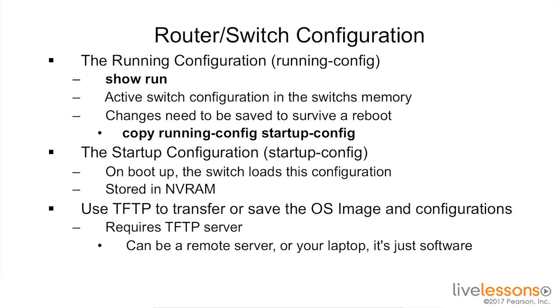So I might have a configuration on my laptop that I want to load on the switch. So I would do a copy from TFTP to the running config or the startup config. Now TFTP is a totally insecure method of transfer, so I might in some cases look for other ways to do it, maybe a USB stick.